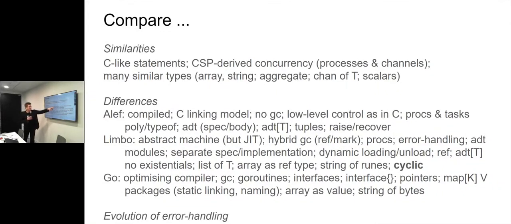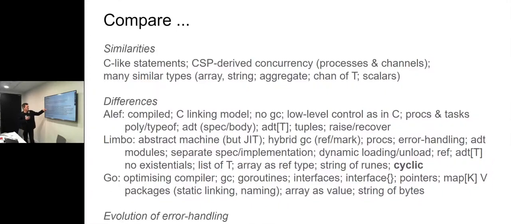There was no garbage collection. It was as low level in many ways as C. It wasn't a safe language. You could scribble over stuff. It had both procs and tasks, because processes there were operating system processes, which were sometimes too heavyweight. And it had some other minor differences in the type system and with the error handling.